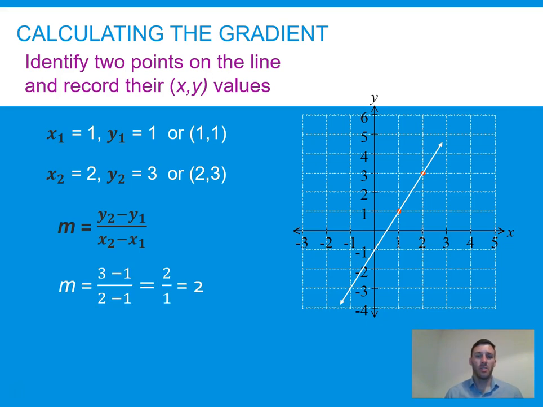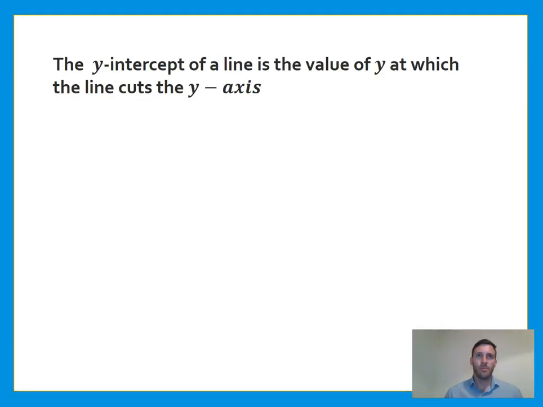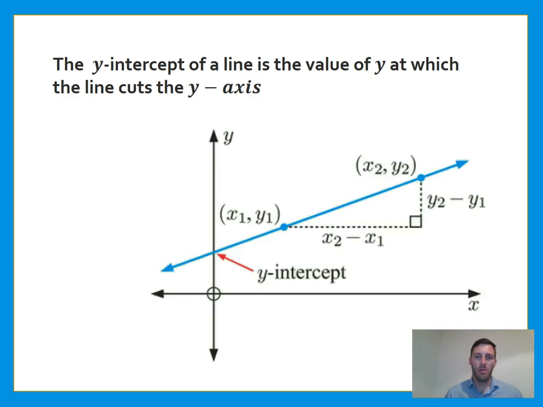You'll notice that the slope is 2. What this means is that the line rises 2 units up the y-axis for every unit it runs along the x-axis. The y-intercept of a line is simply where the line intercepts the y-axis.